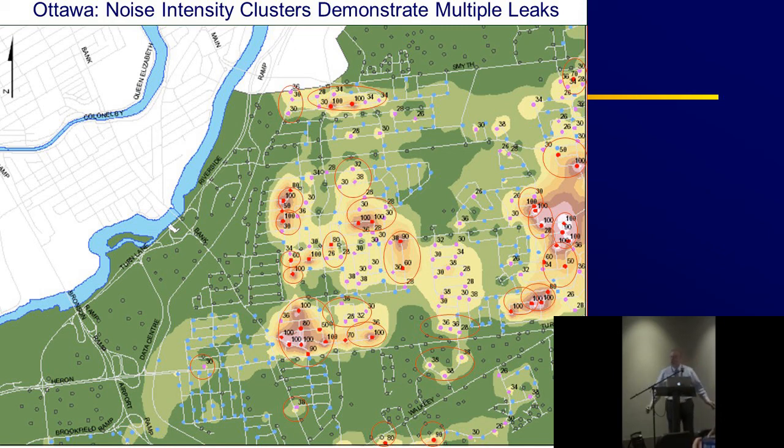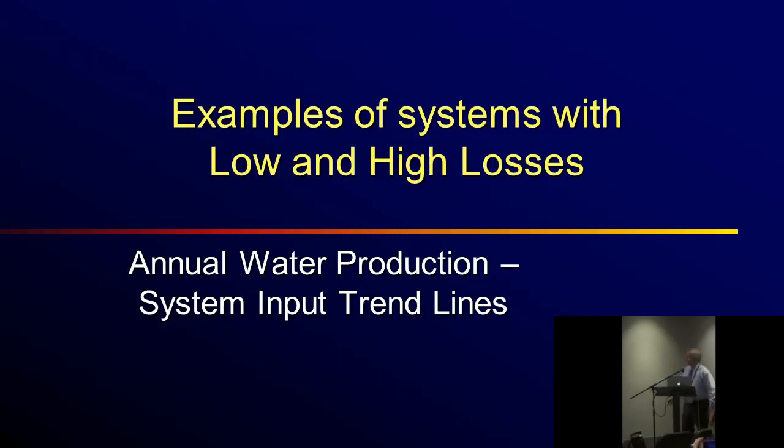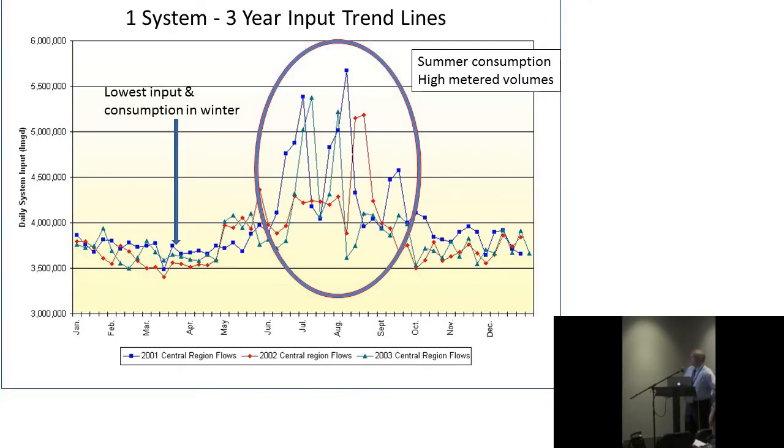Before we operated any valves, we see multiple leak probabilities that are there. 60% of those were leaks. 40% were not. Consumption or something else that was there. So very quickly, this is one system with 3 years of data input going from January to December. That's 1 year.